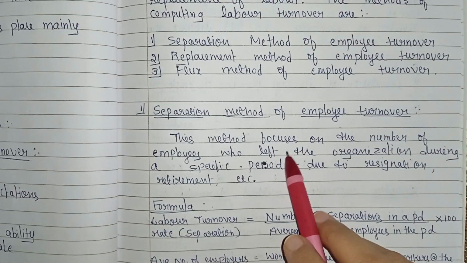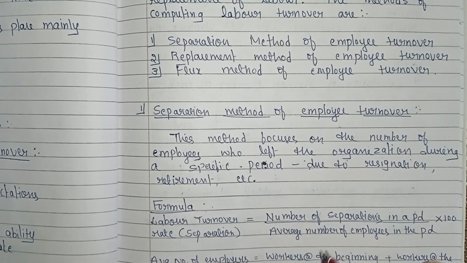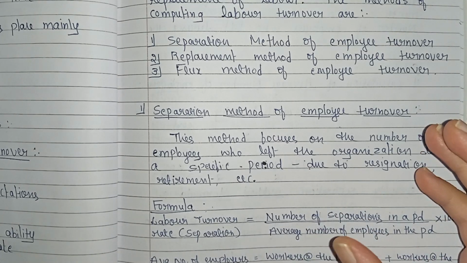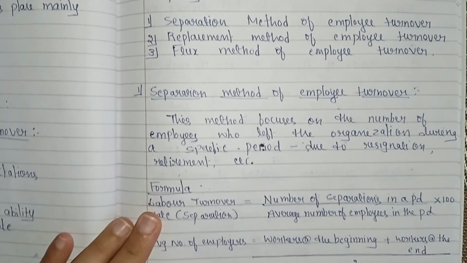This method focuses on the number of employees who left the organization during a specific period. So the separation method of employee turnover focuses on how many employees left the organization during the specific period, due to resignation or retirement, right? So let's see the formula.